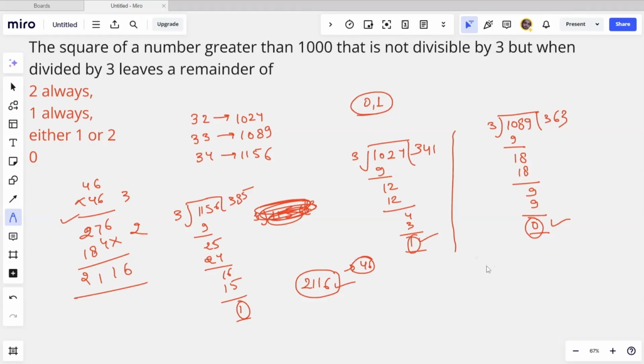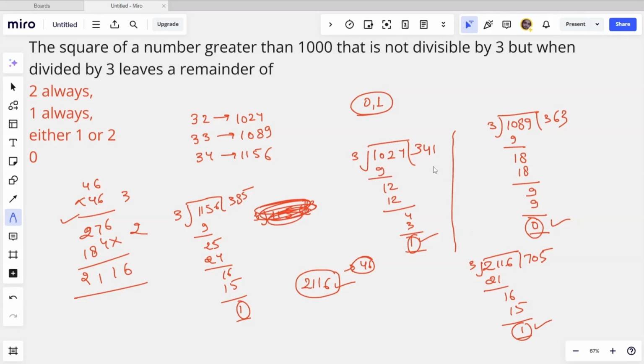So if we also divide this number by 3, 3 7s are 21, this is 1, and it will become 0, and so as you can see, the remainder is 1 here. The remainder is 1.